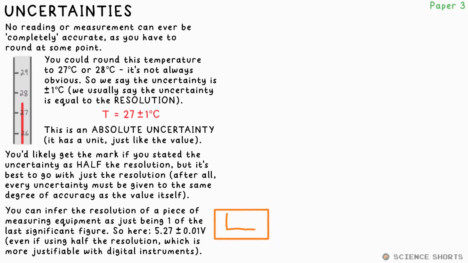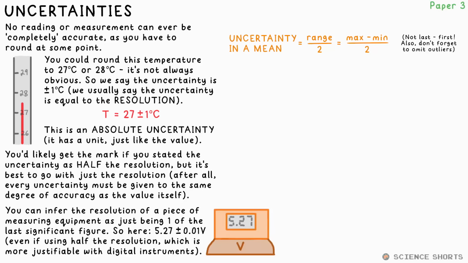The uncertainty of a digital instrument can be inferred to be just one of the last digit, or it can just be half of that, which is a little bit more appropriate than if we're actually doing a measurement with a ruler or thermometer. That involves a judgment call. Finding the uncertainty in a mean value, all we do is find the range of the values, then half it. That's the maximum, take away the minimum, by the way, not the first, take away the last.